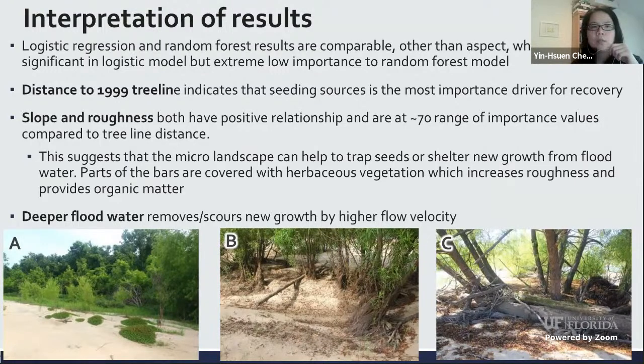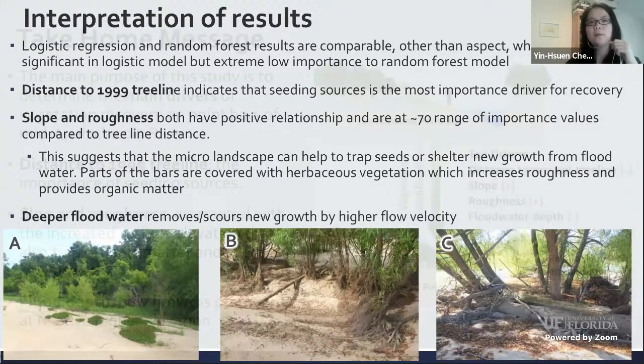And finally, deeper flood water is negative for recovery. For example, whenever you have deeper flood water, it actually leads to higher flow velocity, which is not good for recovery. All right.